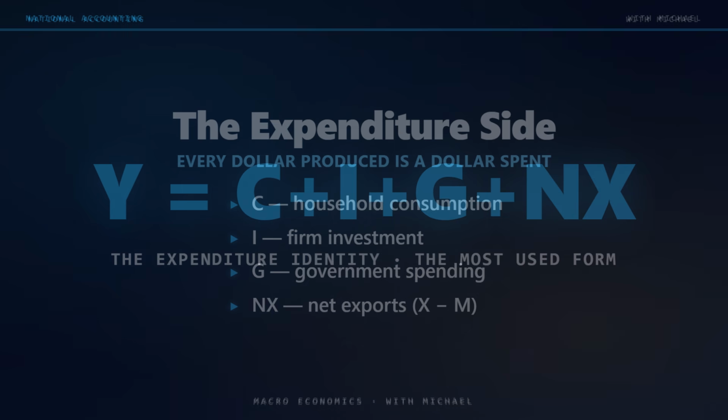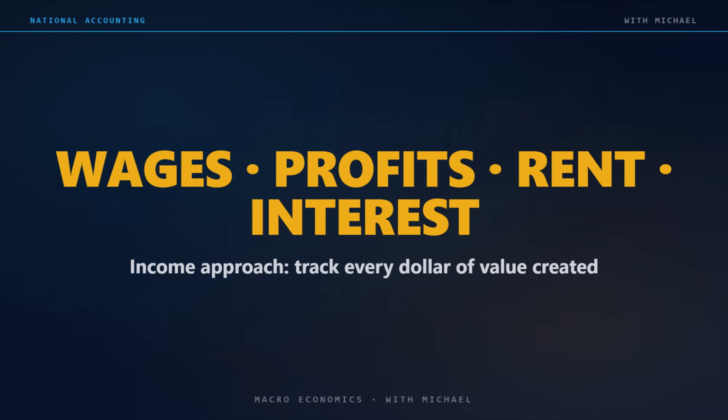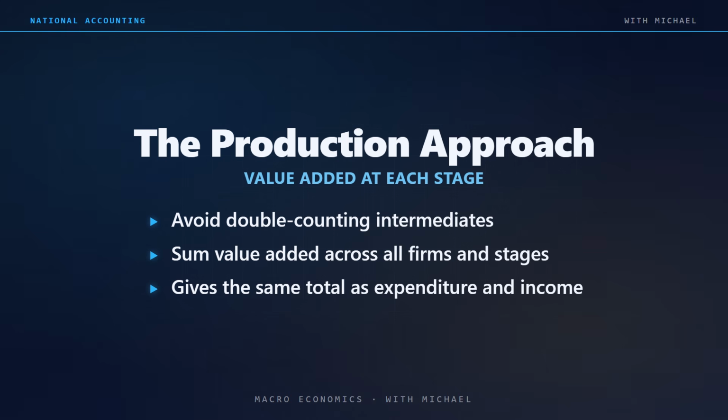Every dollar of output is bought by someone, somewhere, by households, by firms investing in new capital, by the government, or by foreigners. Every dollar produced must be a dollar spent. There is nowhere else for it to go. The income approach reaches the same number by tracking all the income generated: wages, profits, rents, interest. Every dollar of value created becomes someone's income.